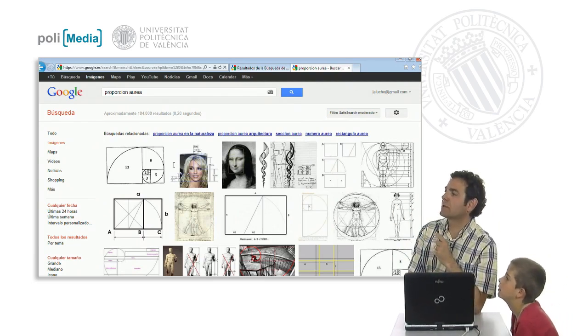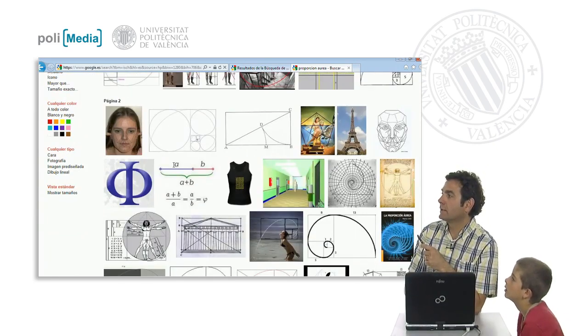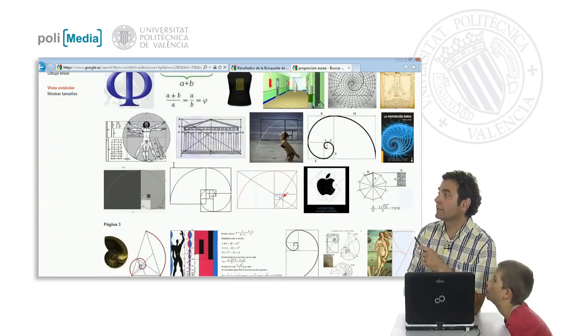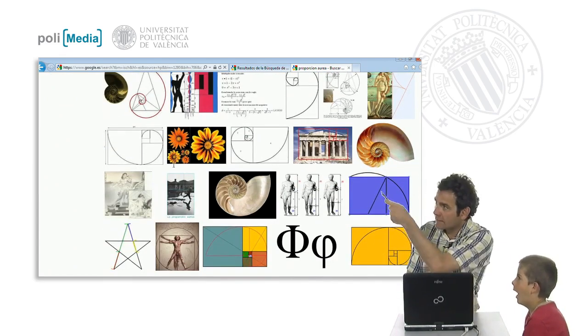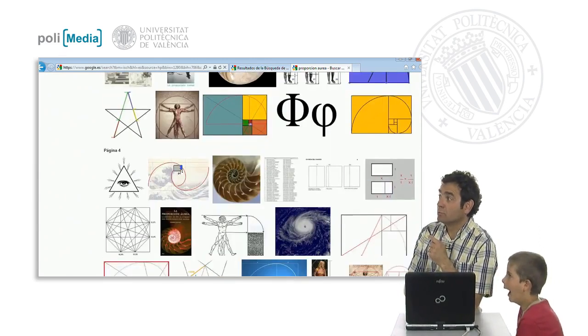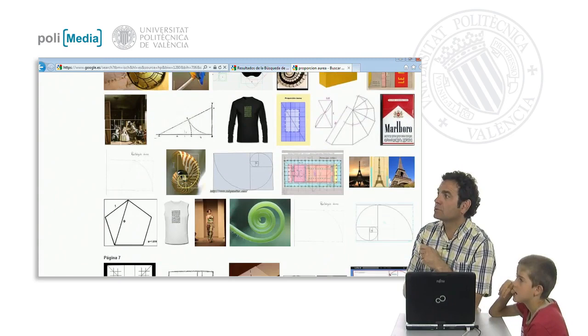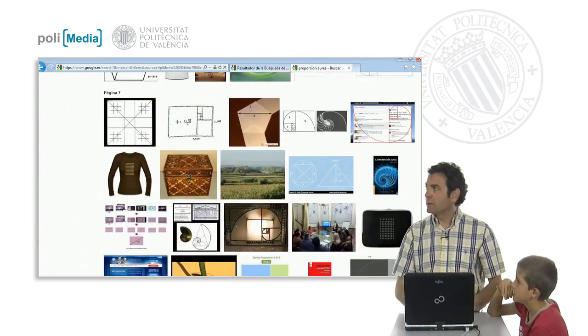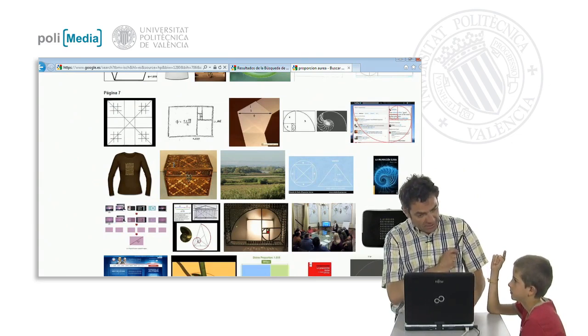See, in history of art, in architecture, in nature, in mathematics. Look at this snail. It is a very interesting world to explore, and I encourage you to do so, because it is truly surprising the quantity of things that have this famous number inside them, the golden proportion.